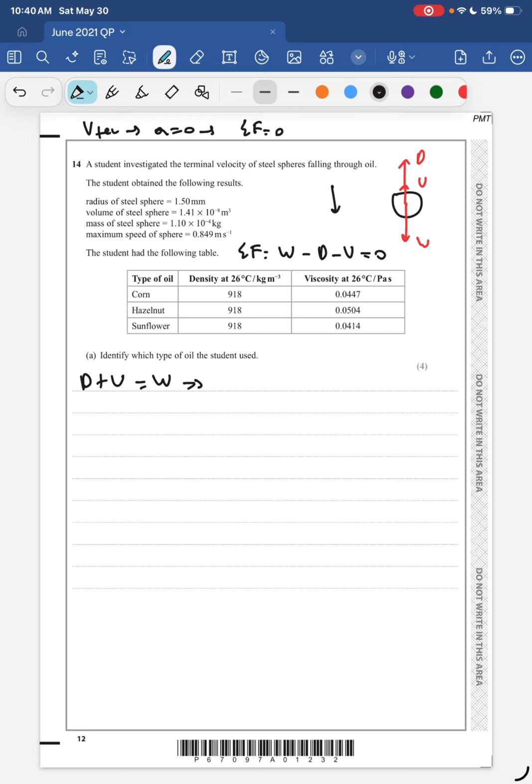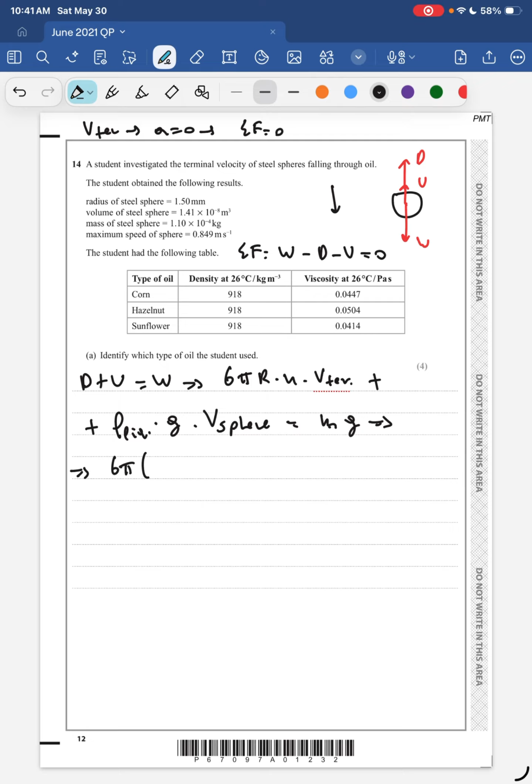Now the drag force is the Stokes force, which is 6 pi times the radius of the sphere times the viscosity of the liquid times the terminal velocity in this case. Okay, it's v in general, but here it's the terminal velocity. Okay, plus the density of the liquid times g, that's the mass of the liquid, times the displaced volume of liquid, which is equal to the volume of the sphere. And this whole thing is going to be equal to the mass of the sphere times g. Okay, now let's plug in numbers.